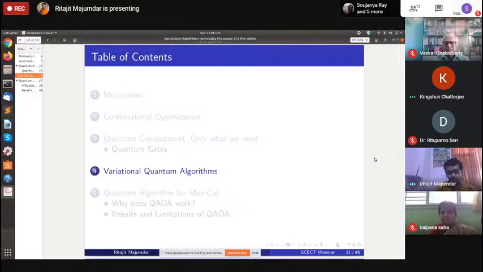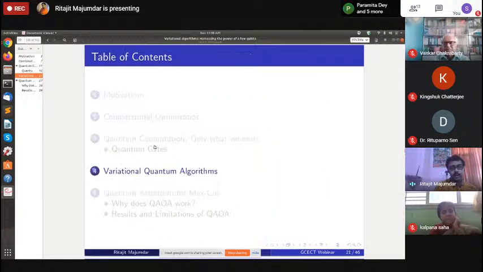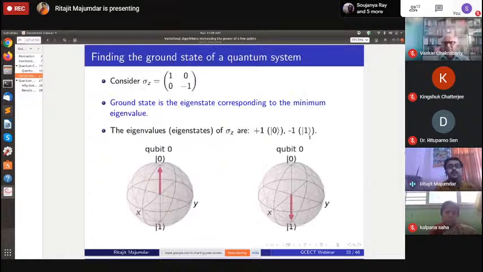Good, good. Okay, so let's start with variational quantum algorithms. What are they? Why are they important? So we'll again take a detour. This section will actually combine these two, but we need to take a slight detour. So I'll ask you to please hold on with me for some time. So the idea of a variational quantum algorithm is that suppose you have this type of operation. It is a sigma z operation, and I want to find the ground state.